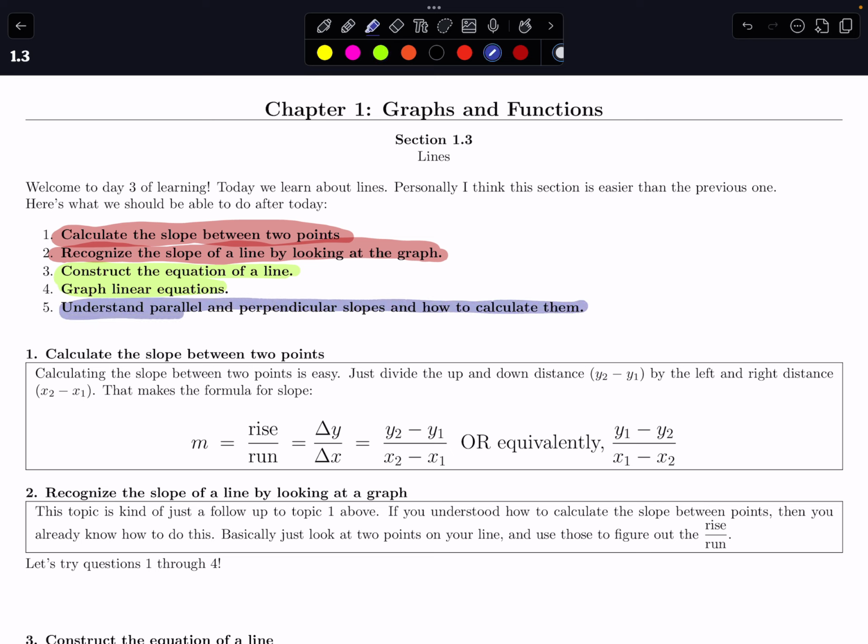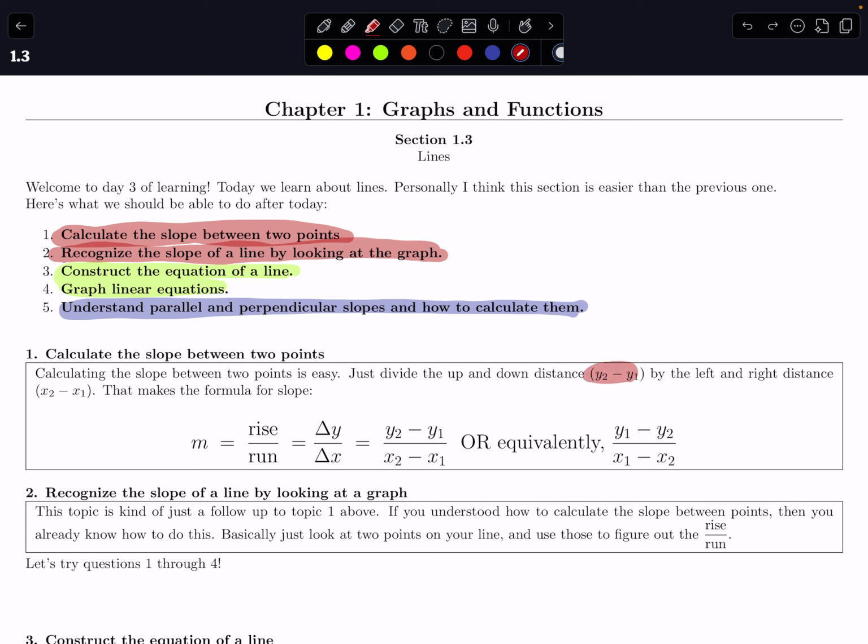Okay, so let's start with topic number 1. That's the focus of this video. Topics 1 and 2. First, calculating the slope between 2 points. And it's pretty easy. All you do is you divide the up and down distance. And up and down distance you can get by subtracting y2 minus y1.